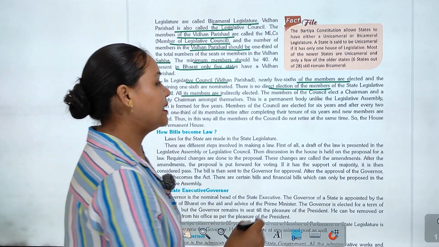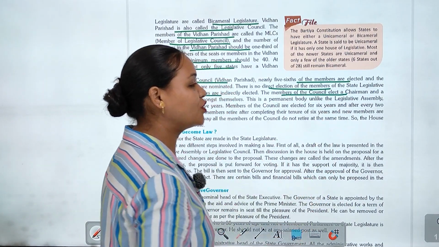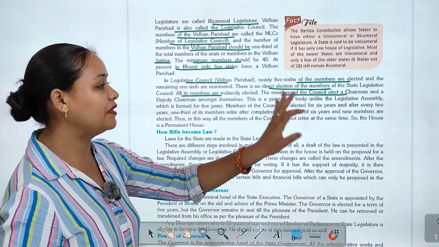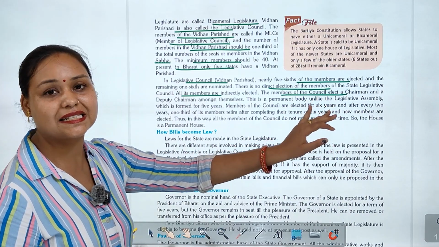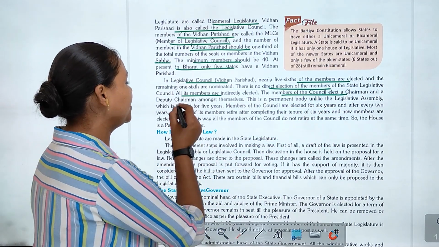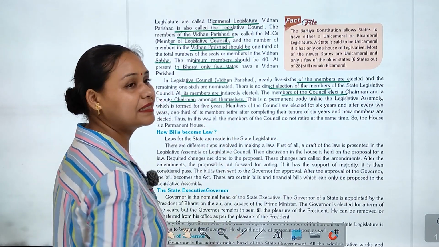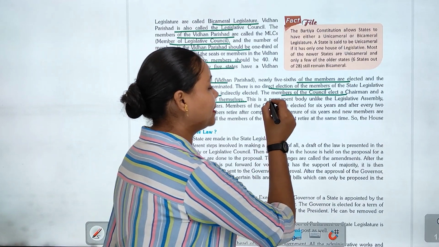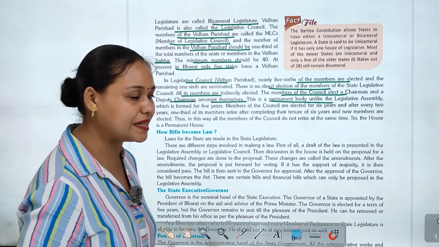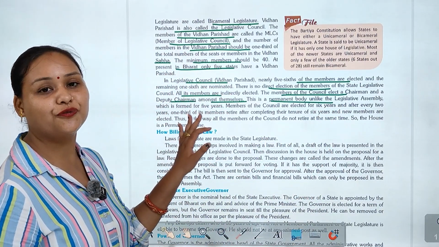Okay, the members of the council elect a chairman. जो मेंबर होता है काउंसिल का उसे चुना जाता है एज अ चेयरमैन के रूप में एंड द डिप्यूटी चेयरमैन among themselves. This is a permanent body, unlike the legislative assembly, which is formed for 5 years.